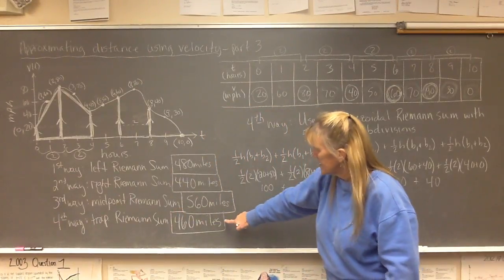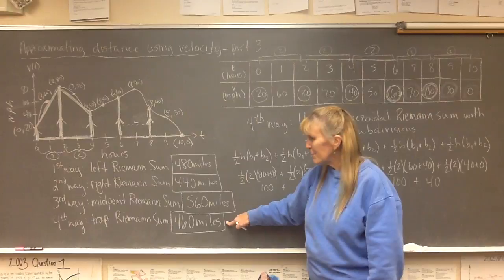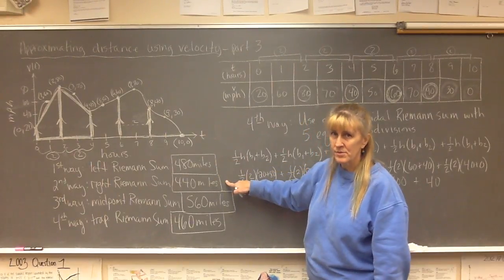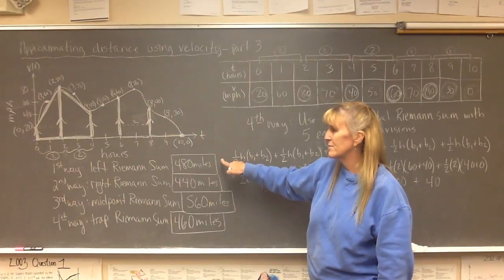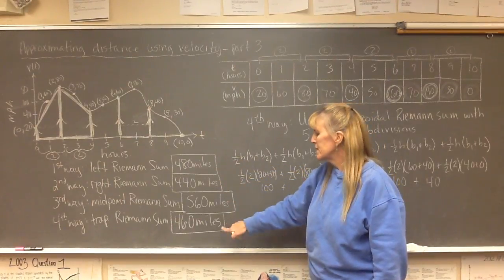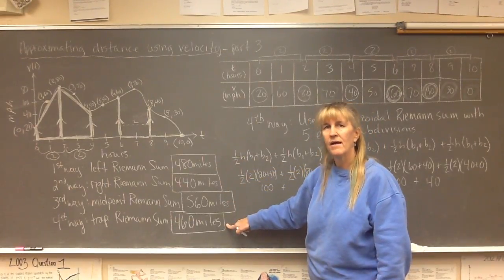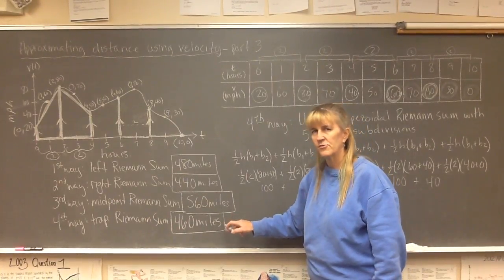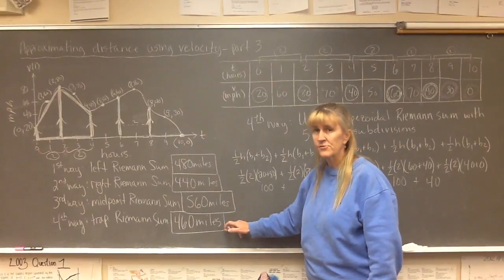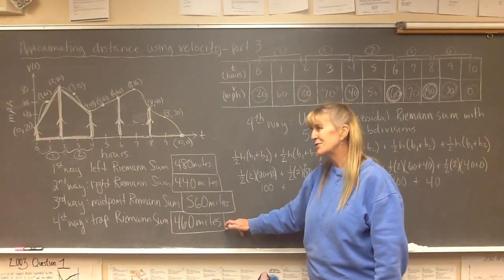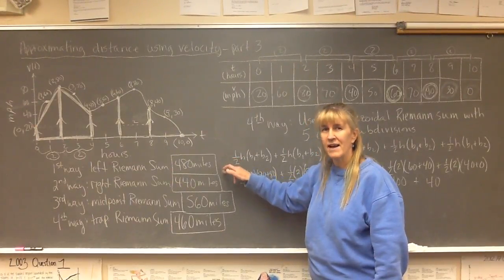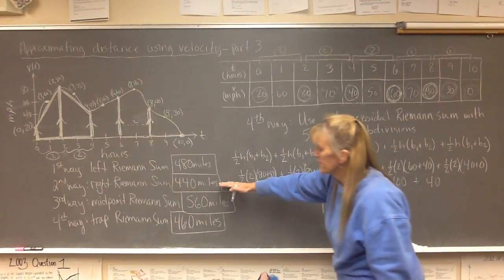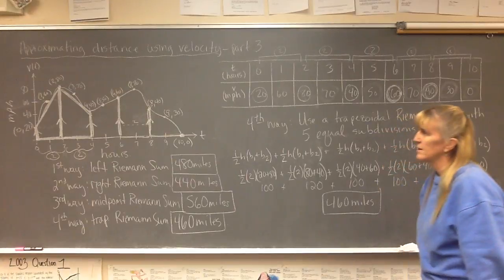Do you notice that that 460 just happens to be the average of 480 and 440? And it is going to be the average of your left Riemann sum and your right Riemann sum will end up being your trapezoidal Riemann sum every single time. So if a question on an AP test asks you to do a trapezoidal sum, you have to do the trapezoidal sum. But you can always check it by doing left and right and finding the average and make sure that you have the value smack dab in the middle between 440 and 480 is 460.